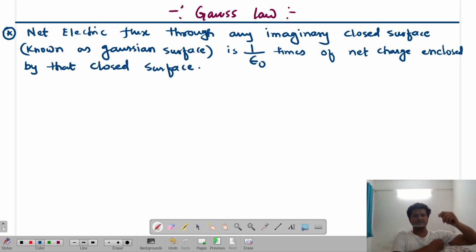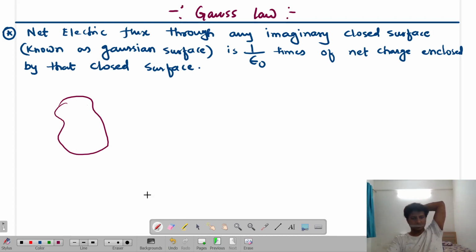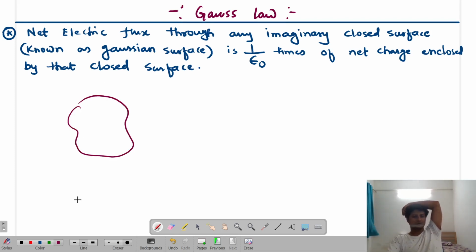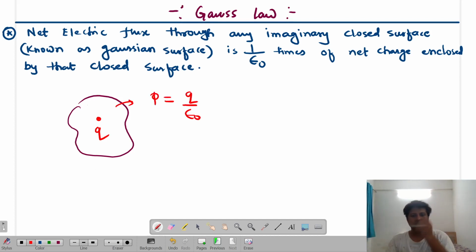It is a very simple statement. It says that if you have considered a surface, it is imaginary, but that doesn't mean we can assume anything. In imaginary terms we have to consider a closed surface. And if inside that closed surface there is any kind of charge, then the flux at any point is simply nothing but q by epsilon naught. How much is that? Q by epsilon naught.